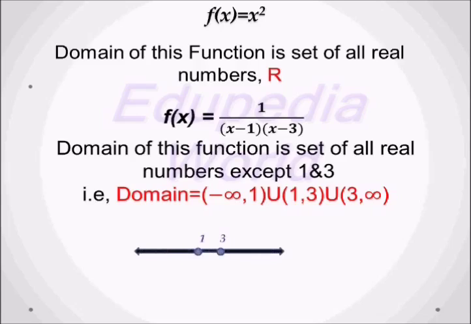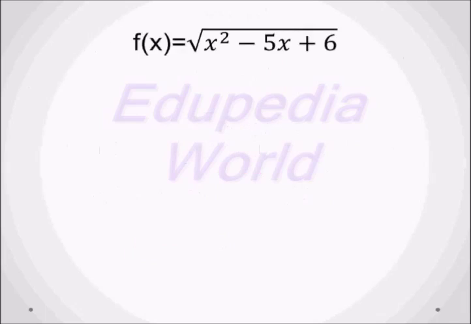That is, a gap at 1 and 3 indicating that they are excluded from the number line. Consider another example. Function f of x given by f of x equal to root of x square minus 5x plus 6. It can be factorized into x minus 3 into x minus 2 under the root. Let us examine the domain of this function.